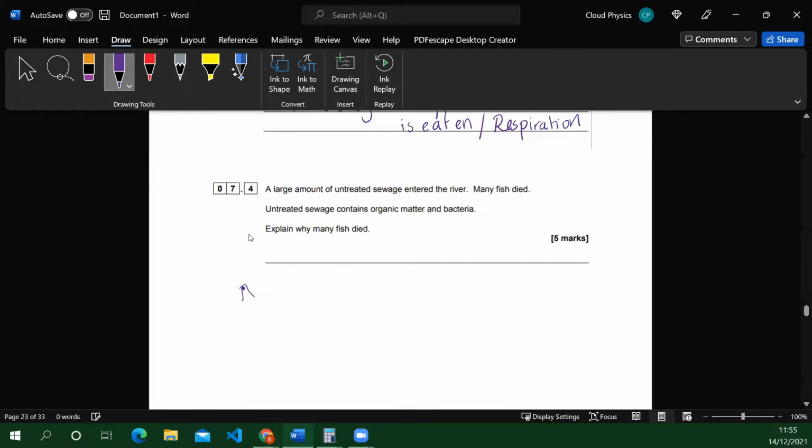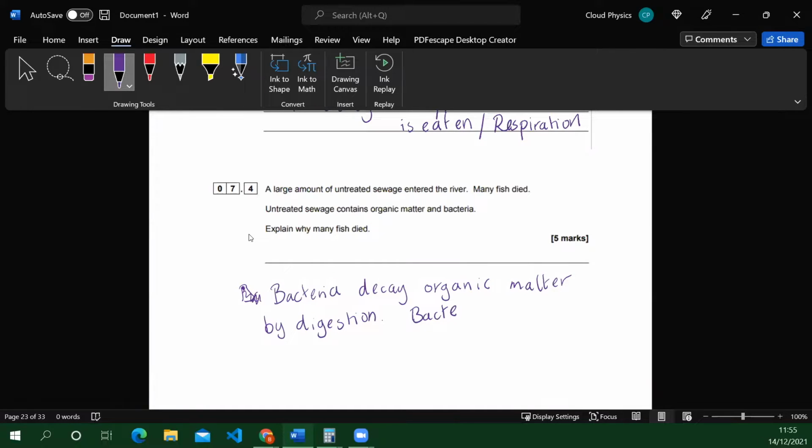So, the bacteria, do a better B than that. Bacteria decay organic matter, so that's plants, dead fish, okay, things like that, by digestion. Bacteria respire aerobically using oxygen. So aerobically means using oxygen, but we're going to write it explicitly anyway.